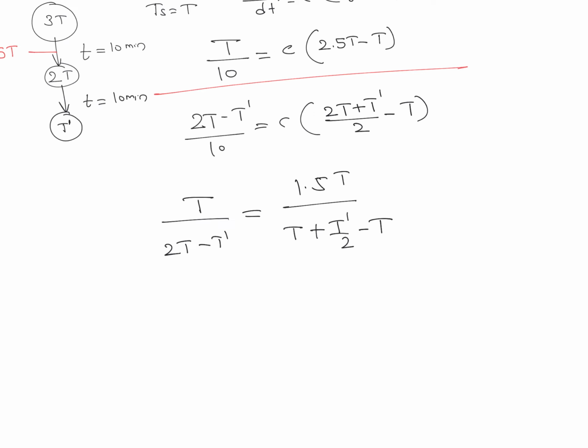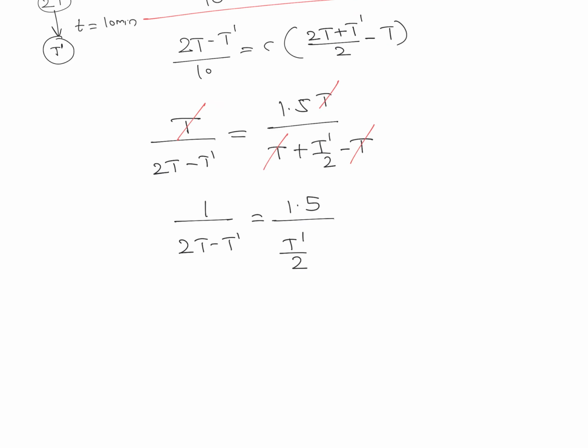We can observe that this T and this minus T get cancelled, and if you want you can cancel this T and this T as well. So the equation will be in the form of 1 divided by 2T minus T dash is equal to 1.5 divided by T dash divided by 2. Now cross multiplying, T dash divided by 2 is equal to 1.5 times 2T minus T dash.